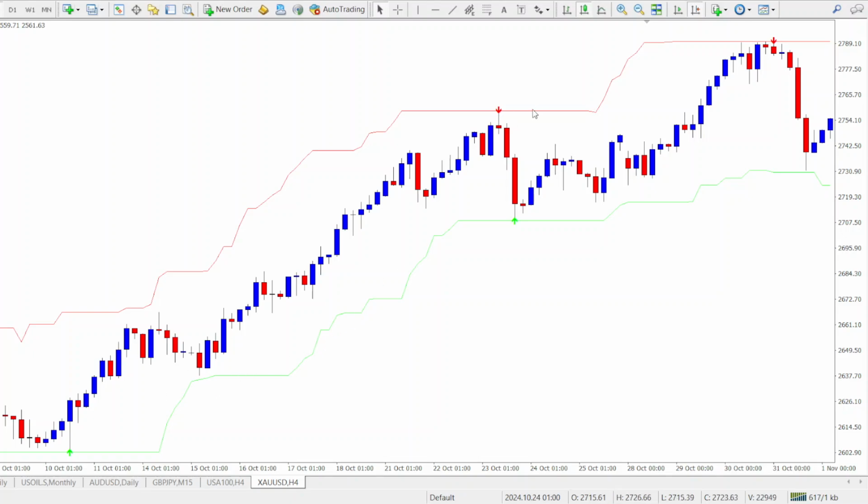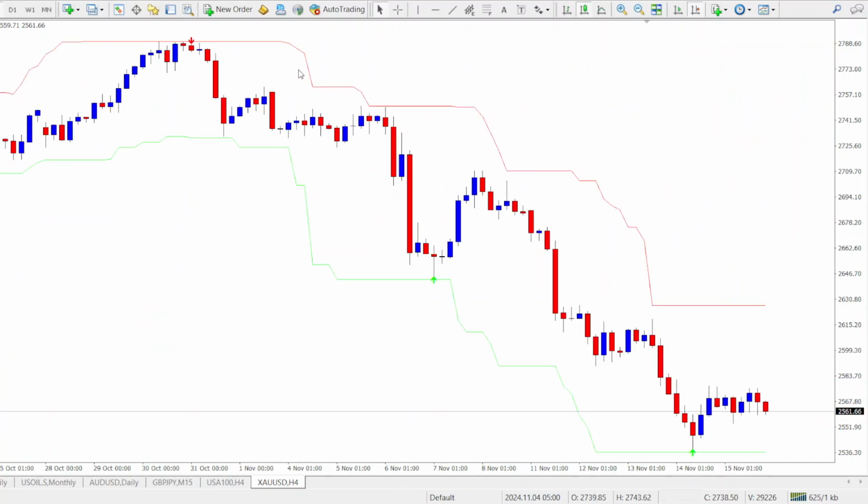Then in the case of a sell, once you get a sell signal indicated by this red arrow, you enter a sell, you set your stop loss above the swing high, and then you can ride the trend all the way until you find a green arrow.